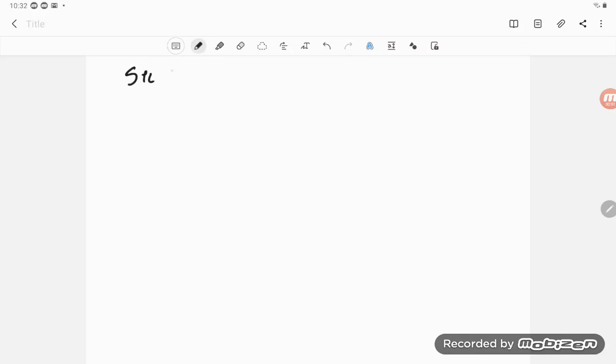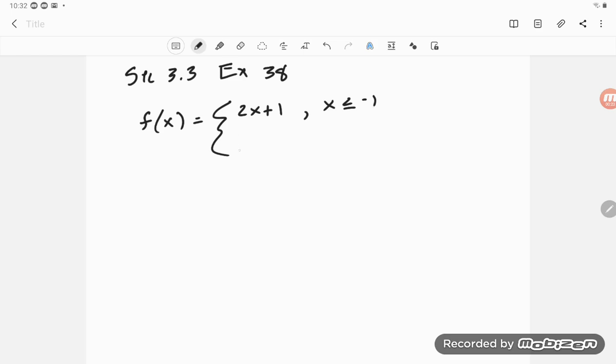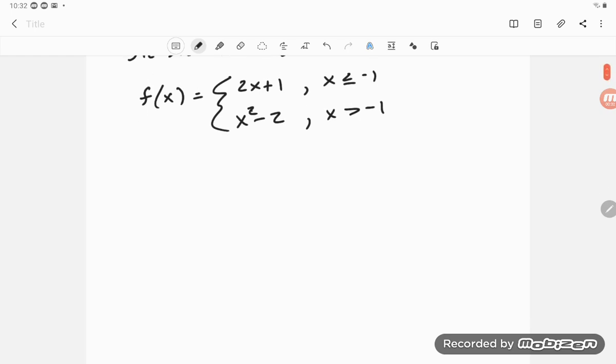Here's section 3.3, exercise 38. In this case, we're given a piecewise defined function: f of x is 2x plus 1 when x is less than or equal to negative 1, and then it's x squared minus 2 when x is greater than negative 1. We're supposed to find the critical numbers.